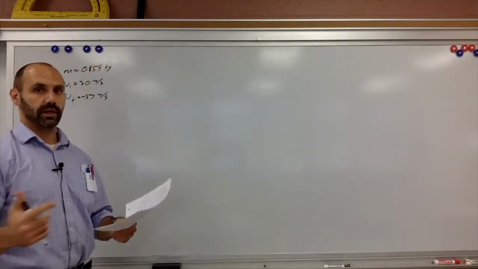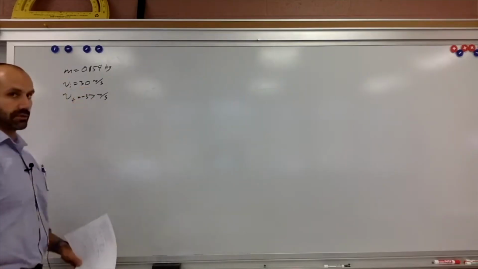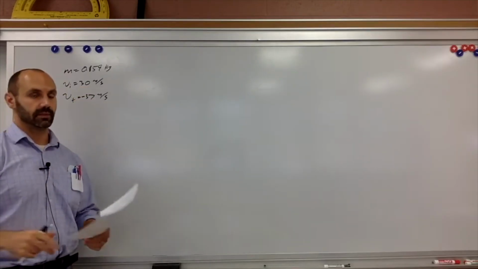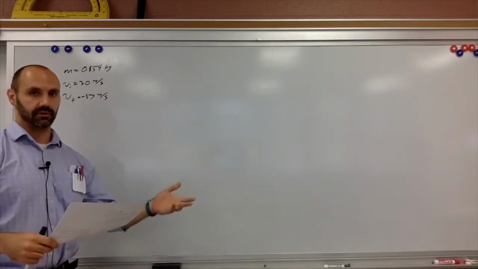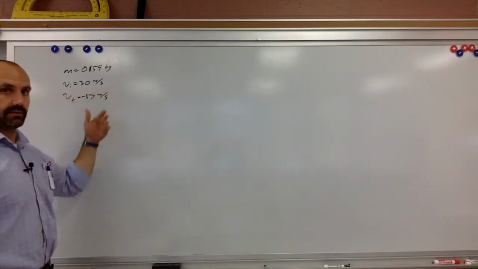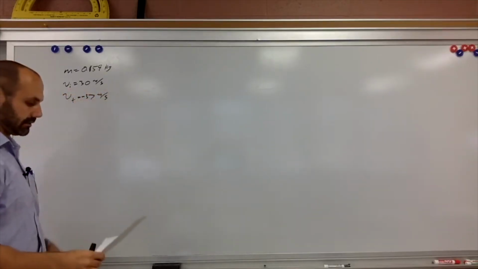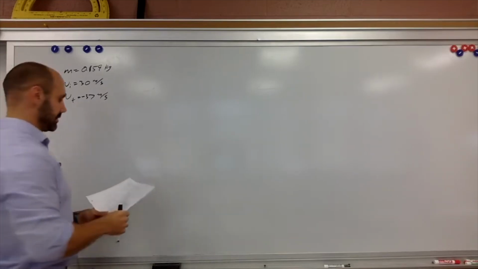So in this problem, the way I wrote it was that VI is 30 meters per second and VF is negative 37 meters per second. I wrote that because we find out here that it's struck and then it's moving in the opposite direction. So I'm just going to make the initial direction positive and the final direction negative. First question is asking, what is the impulse of the bat on the ball?